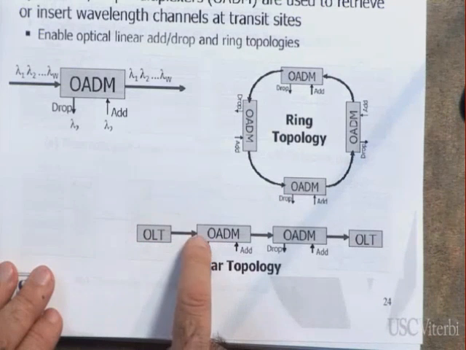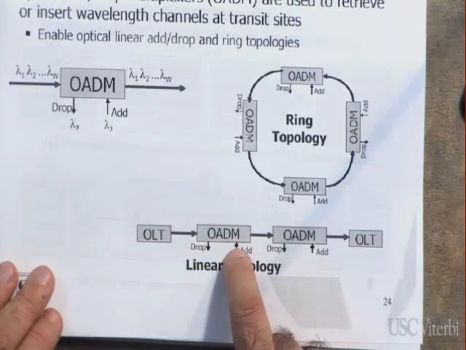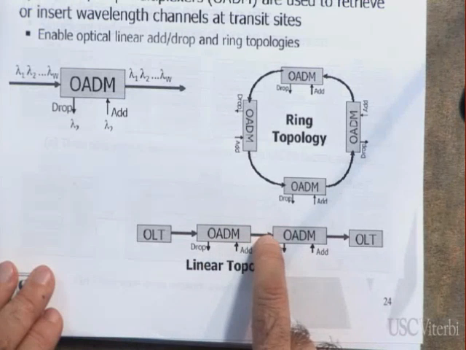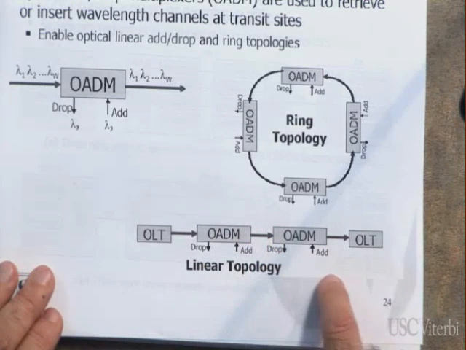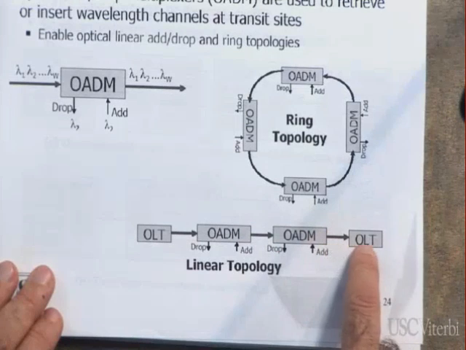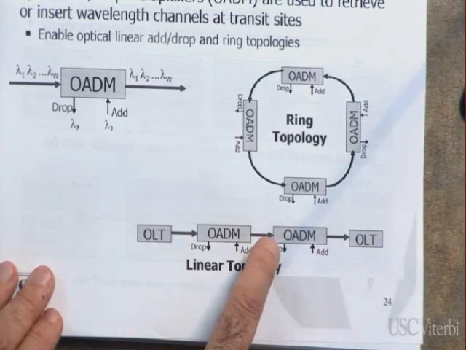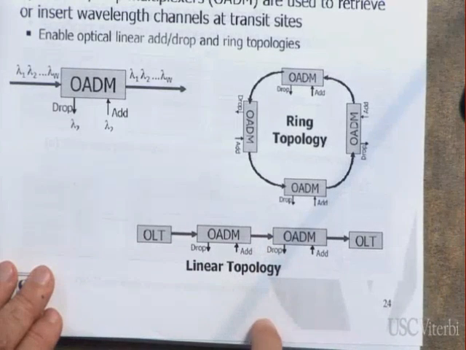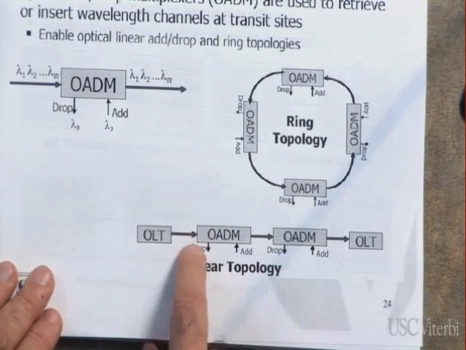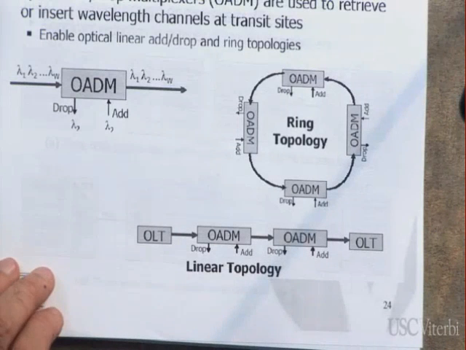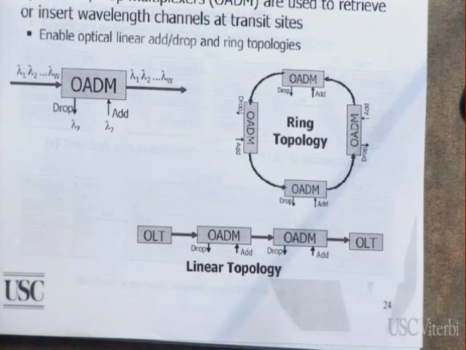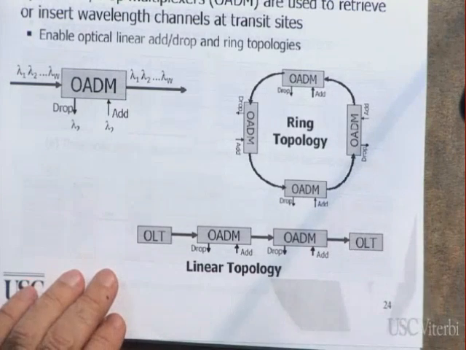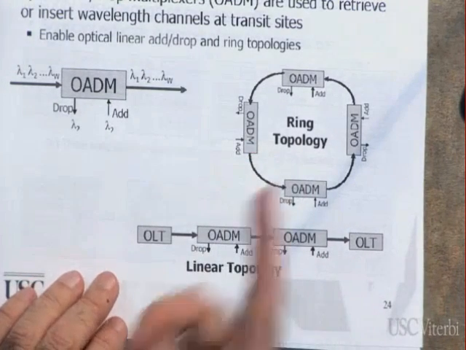An OADM. Some wavelengths are dropped. Some wavelengths are added and get multiplexed. Some wavelengths are dropped. Some wavelengths are added. Then OLT. Again, one more time. When I say dropped, where is it going to? It's going to an OLT here, in this location, and so on. So, clear? Okay. Most of the backbone, most of the core is of the ring variety.